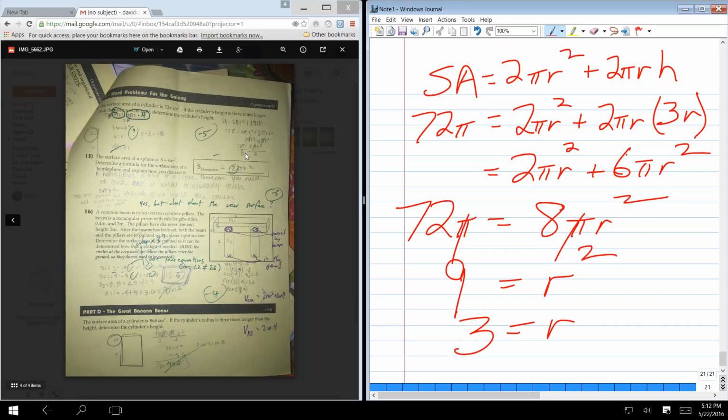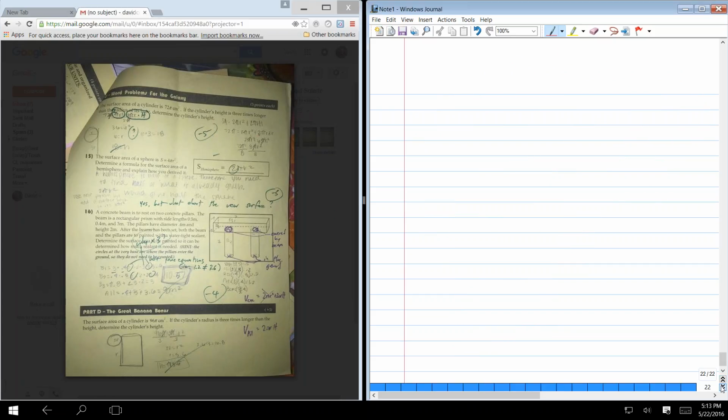Looks like you had most of it correct. You get to this point right here, and that should give you an R of 3. Just had to take one last step of taking that R of 3 and turning it into an H that's 3 times longer than that. All right, let's look at 15.